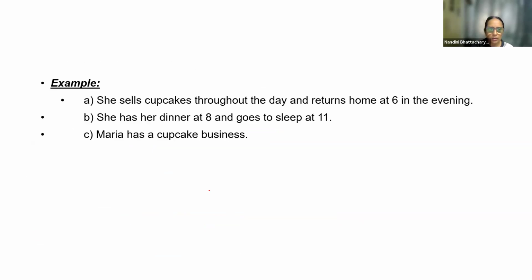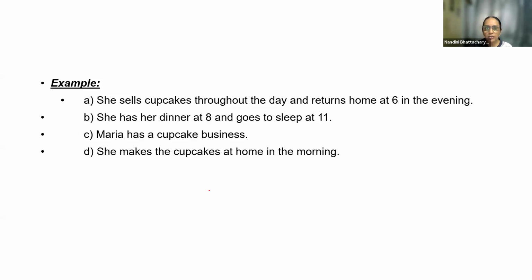So let's look at these sentences. She sells cupcakes throughout the day and returns home at 6 in the evening. Now, this is very simple, just to give you an idea of how to go about it. Then it says she has dinner at 8 and goes to sleep at 11. Maria has a cupcake business. She makes cupcakes at home in the morning. So what is the theme? That Maria makes cupcakes and sells them, right?